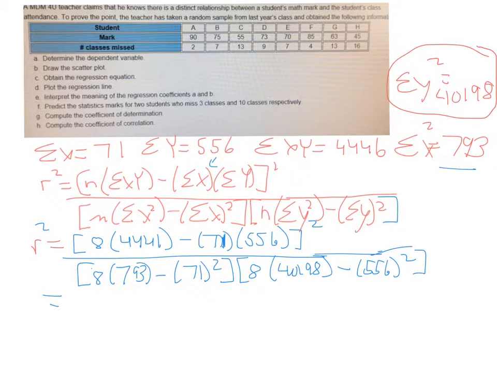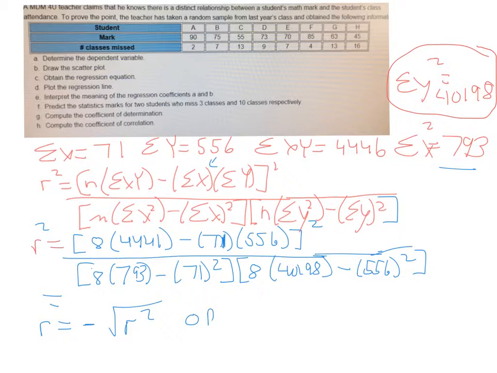So when it comes time to find r, the coefficient of correlation, you can take the square root of r squared, and because we know from looking at our line of best fit and our scatter plot that this is a negative correlation, because when one thing goes up, the other comes down, then we know it's going to be negative, so we know to stick that negative sign there.